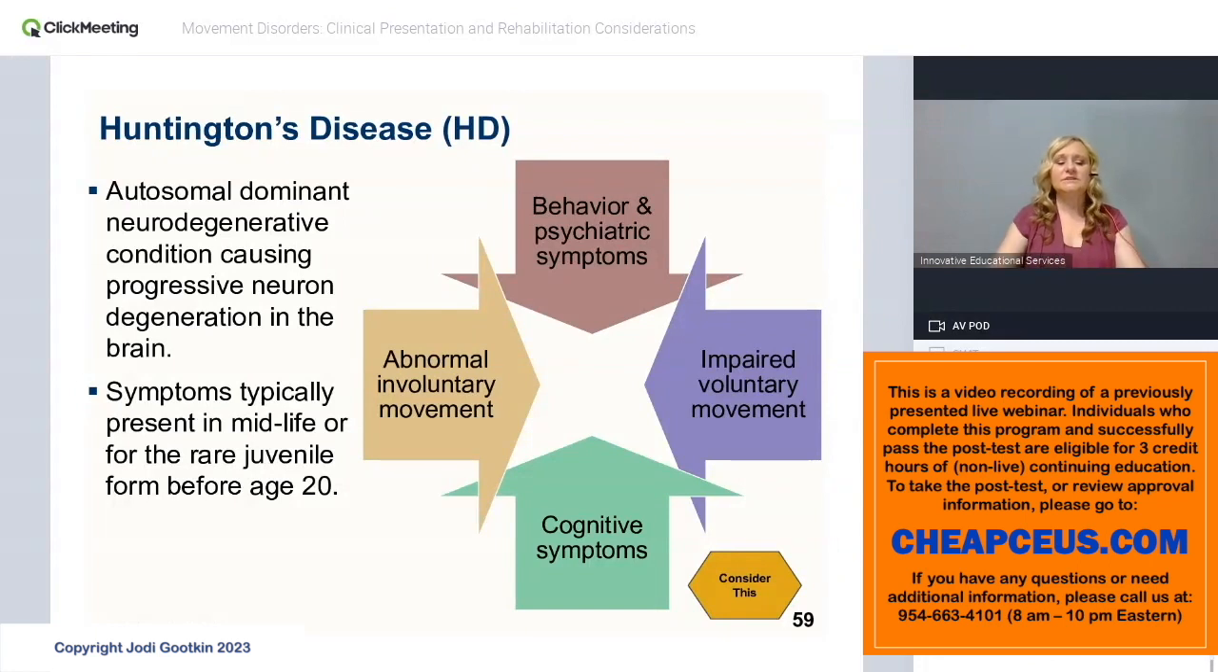Huntington's disease is the next condition that we will examine. This is a genetic condition. It's autosomal dominant that leads to neurodegeneration. It does seem to affect males and females equally.